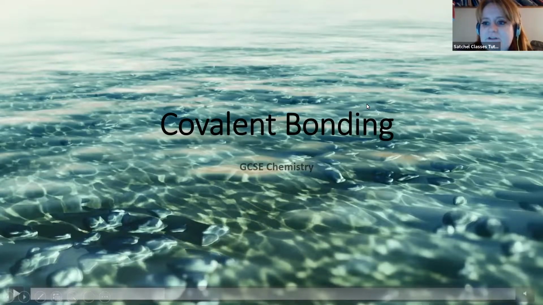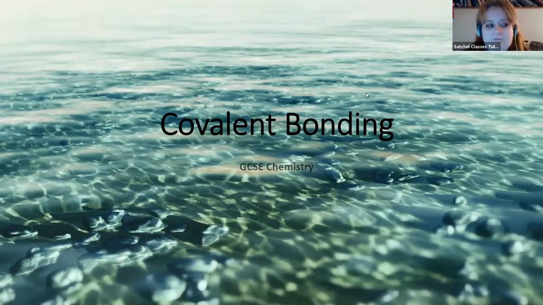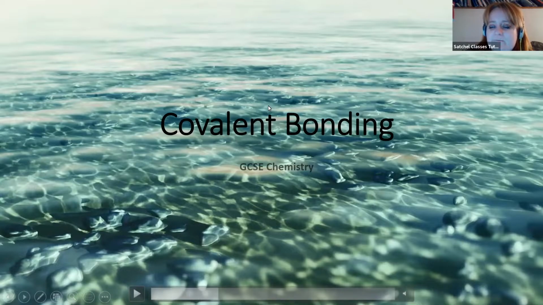So this is part of GCSE chemistry. This is for all exam boards: Edexcel, AQA, OCR, and others. You could be asked about covalent bonding in all of those exams, or even in the International Baccalaureate as well. But it's mainly at GCSE.